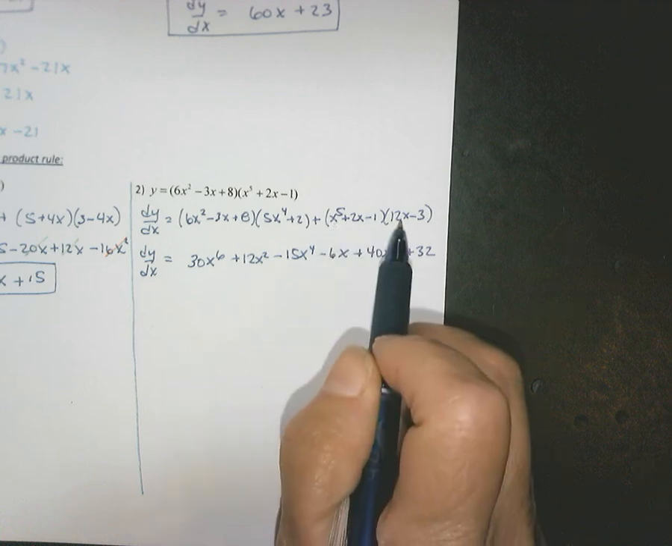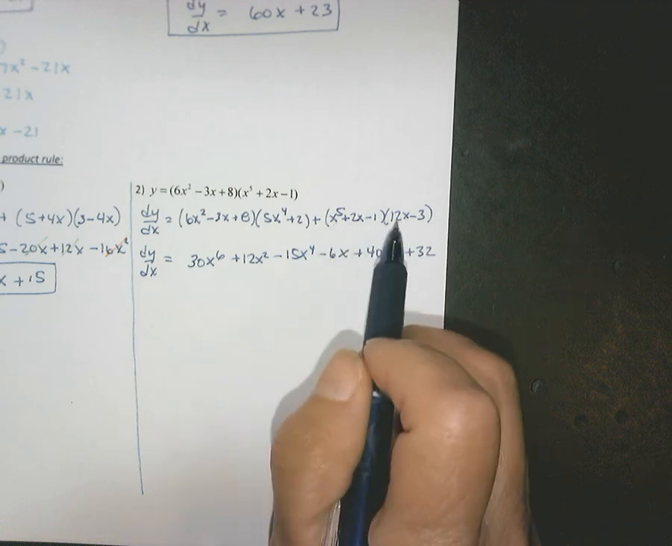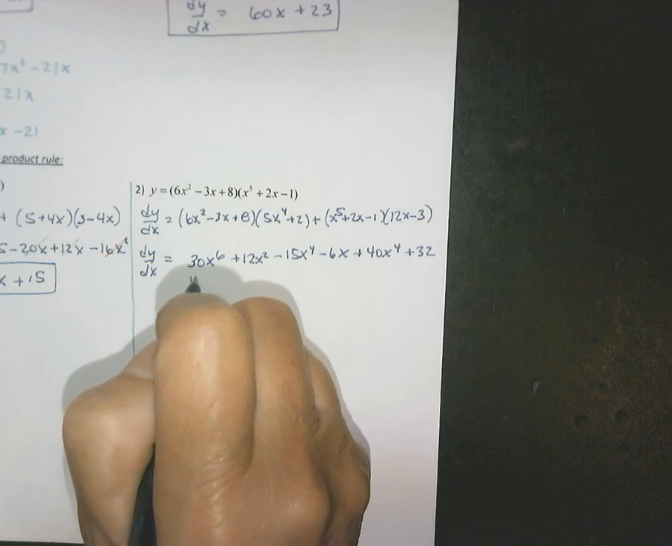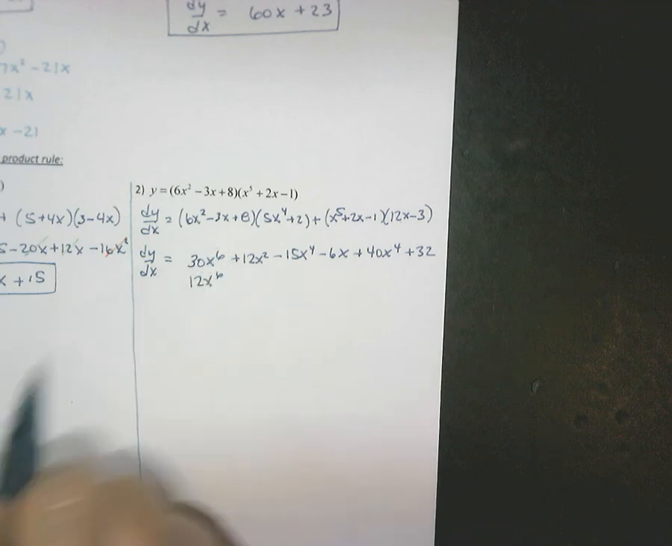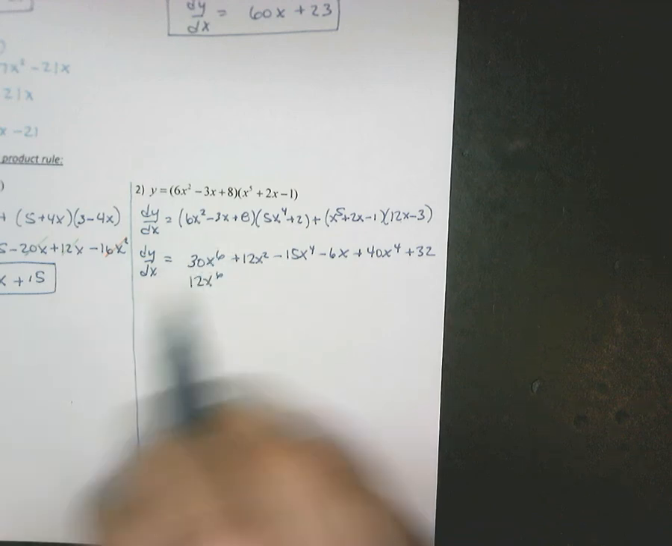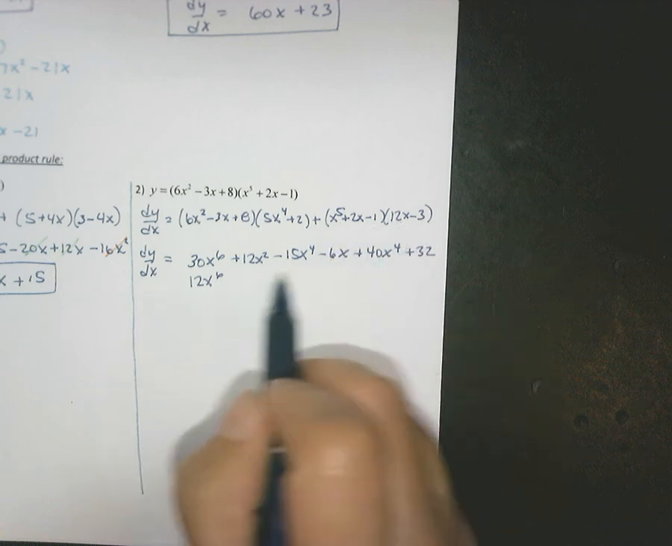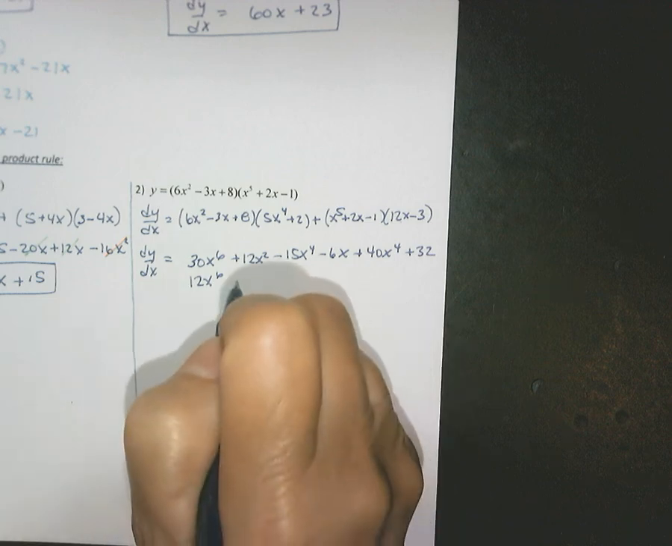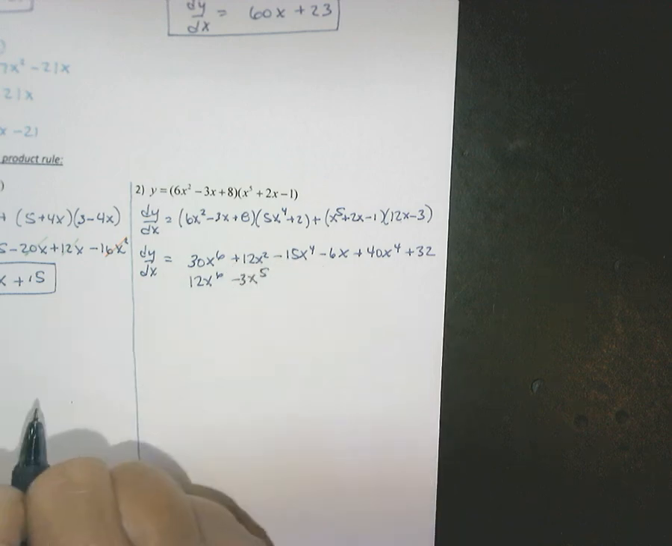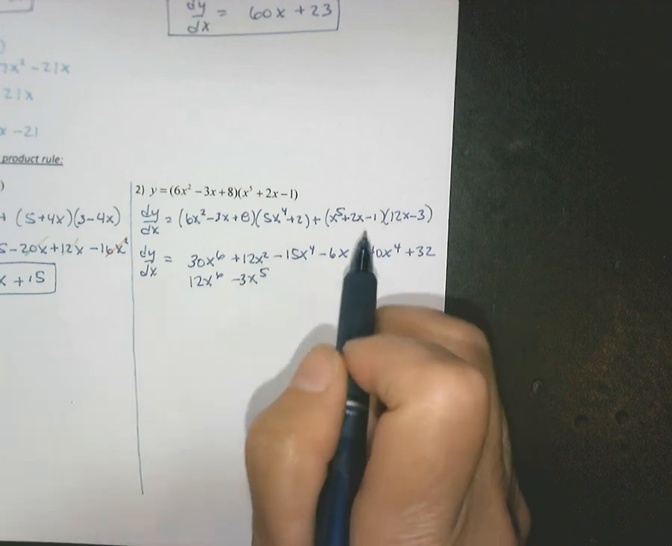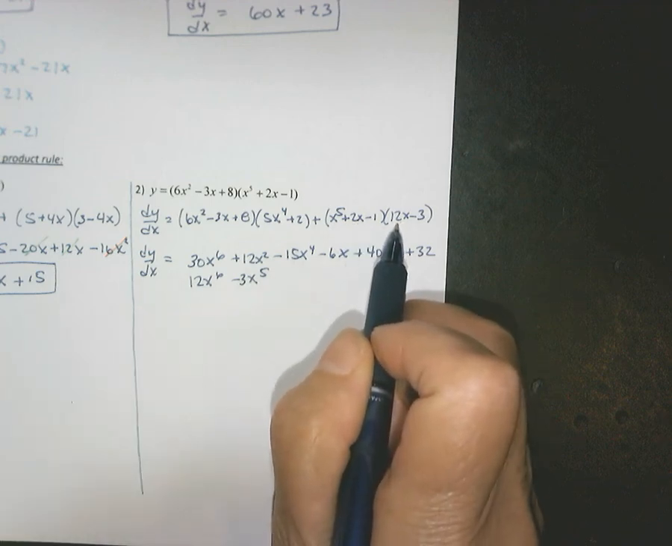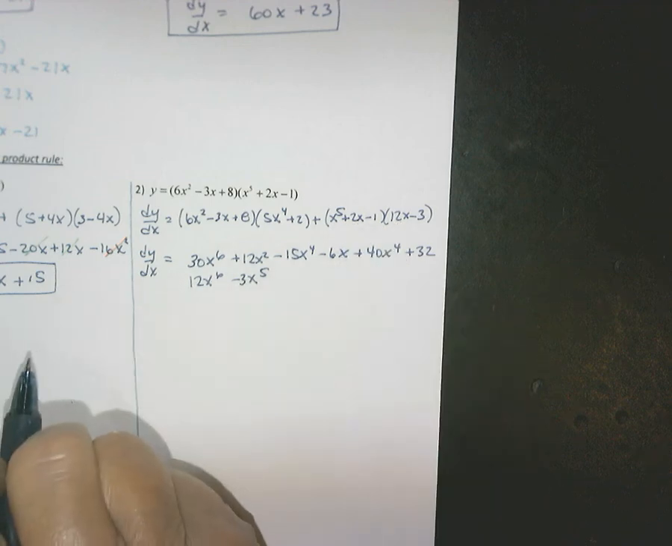So x to the fifth times 12x is going to give me 12x to the sixth. I'm going to put it right under this x to the sixth here. x to the fifth times negative 3 is negative 3x to the fifth. I don't have an x to the fifth here. I'm just going to go ahead and write it here. 2x multiplied by 12x is going to be plus 24x squared.